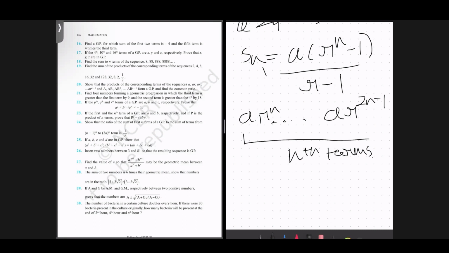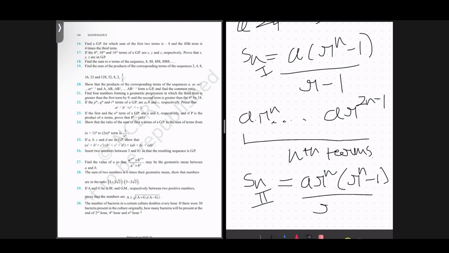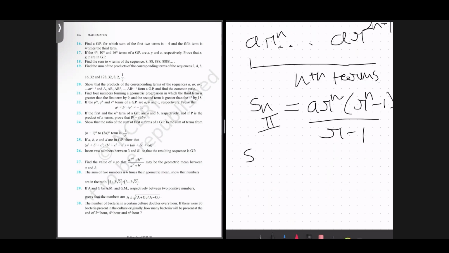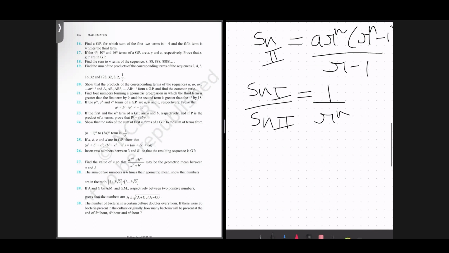So Sn first, and now we're going to find out Sn second when the GP now begins from the nth term of the previous GP, which is going to be a into r raised to the power n. The second GP is going to have the first term as a r raised to the power n. The number of terms is n again. So in the bracket we have r raised to the power n minus 1. Common ratio is r again. So in the denominator you have r minus 1. So we have been asked that Sn1 upon Sn2, we need to prove that this is going to be 1 upon r raised to the power n.